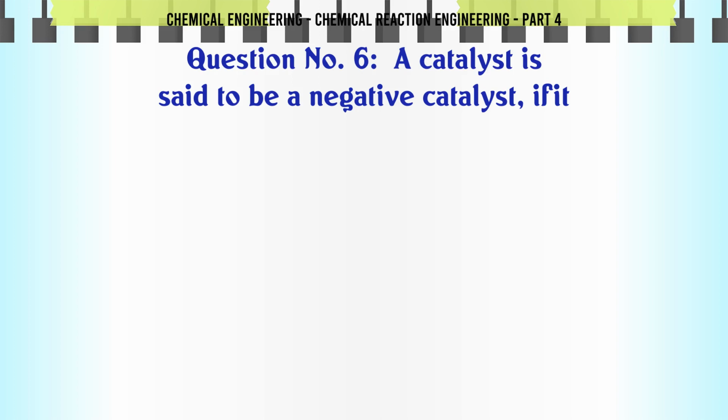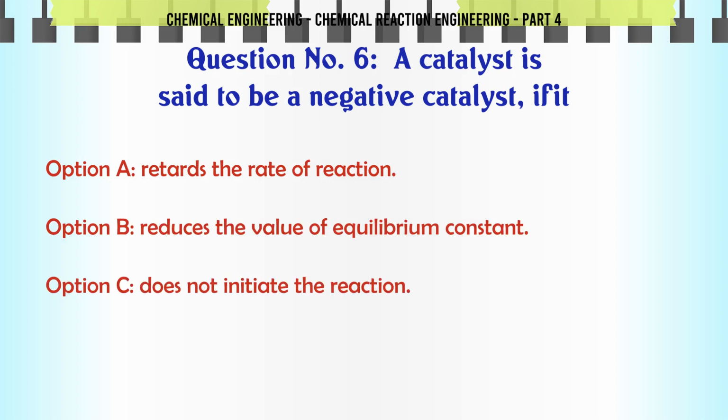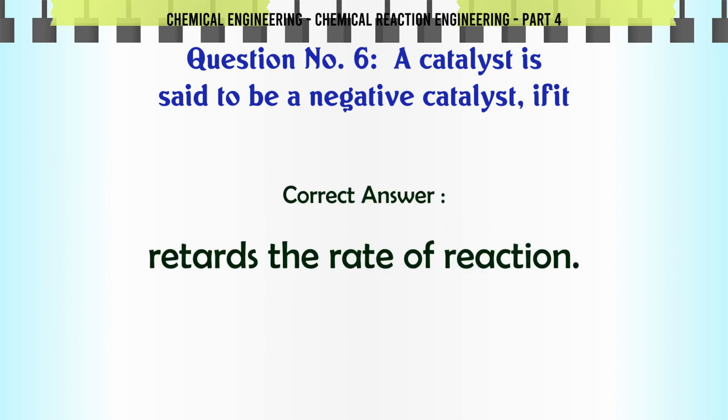A catalyst is said to be a negative catalyst if it A. retards the rate of reaction, B. reduces the value of equilibrium constant, C. does not initiate the reaction, D. all A, B, and C. The correct answer is retards the rate of reaction.